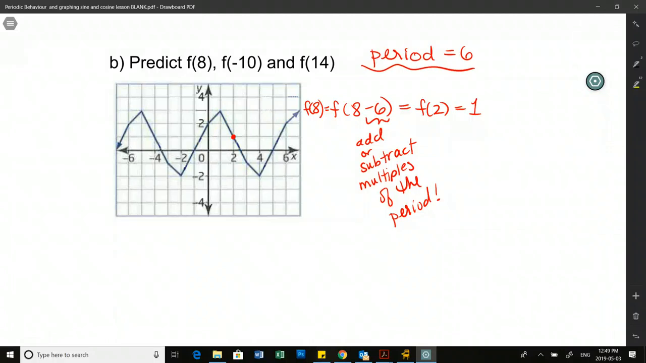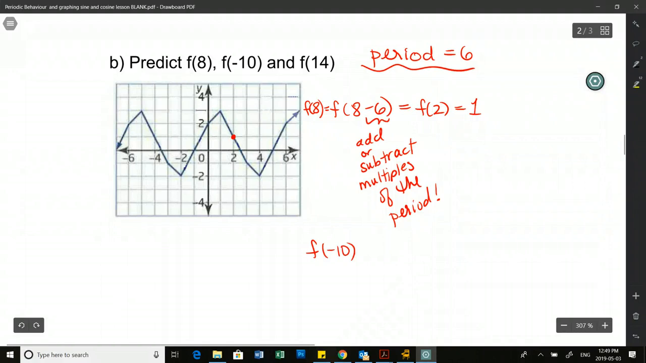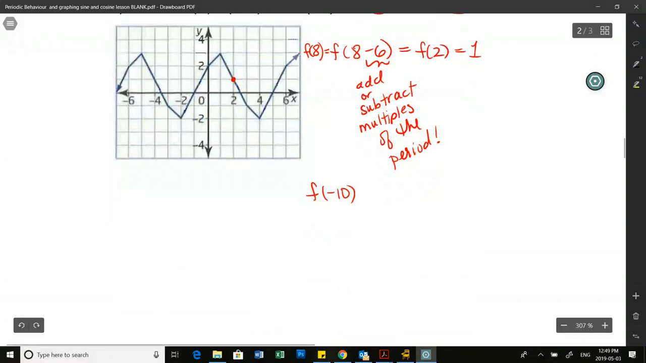Okay, negative 10. Do I have to add 6 to negative 10 or subtract 6 from negative 10 in order to get to something I can actually see on my graph? Bonnie? Yeah, we should probably add it because if I subtract it, I'm going to go even further into the negative direction and I can't see any of those values on my graph, right? So I think I'm going to have to add 6 to it this time. Again, we're adding 6 because that's the period. It might be different for other questions.